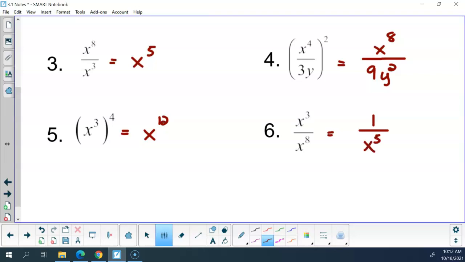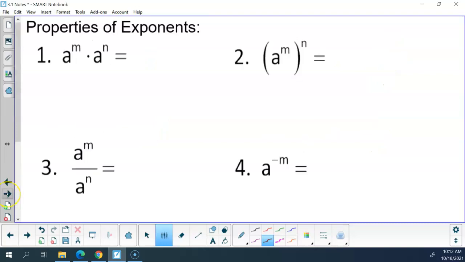Okay? Be honest, how many people got all 6 of them? People got 5. 4. 3. 2. 1. None. Okay? Some people are choosing not to participate. I get it. Okay? Right?